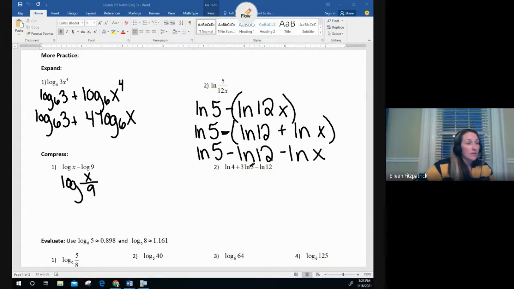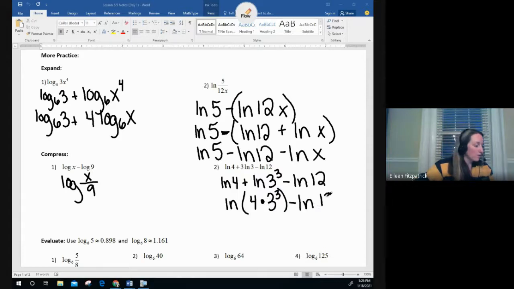Next, take care of exponents first, so I have ln 4 plus ln 3 to the 3rd minus ln 12. Then take care of the multiplication, addition pair together. So ln 4 times 3 to the third minus ln 12. Now, if you want to do 3 to the third and then times 4, you could do that, or you could leave it like this and simplify later. It doesn't really make a difference. I ran out of room. I can't write any further down.